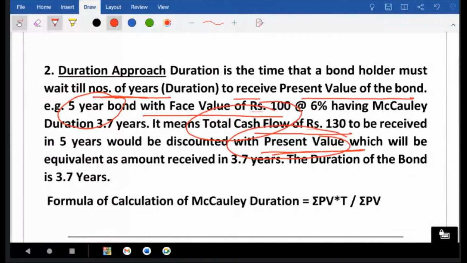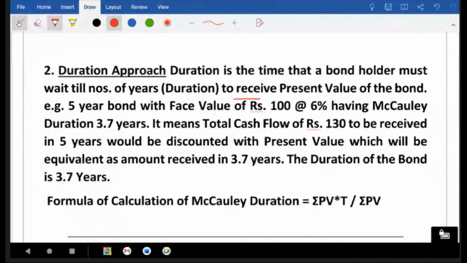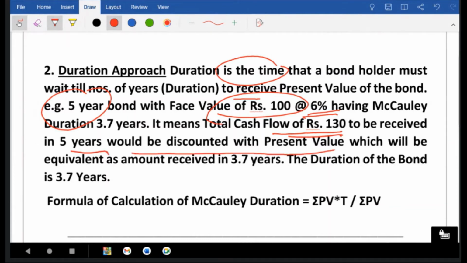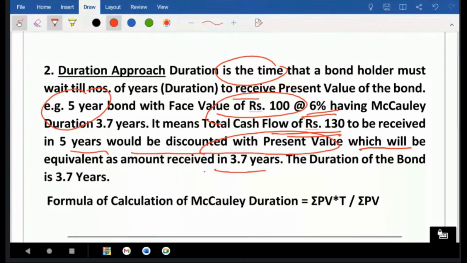In this example, duration approach means we have to calculate time. A 5-year bond, face value is 100 rupees, 6% coupon rate, and total cash flow of 130 to be received in 5 years and discounted to present value, which will be equivalent to the amount received in 3.7 years. So the duration is 3.7 years.